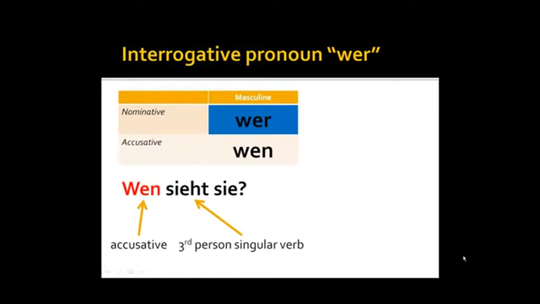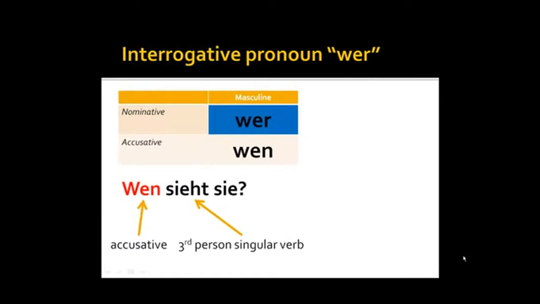Sie sieht. She sees. Now, something has to receive the action of being seen, and that's going to be the accusative interrogative pronoun wen, or as you would say in English, whom. So even though this interrogative pronoun in the accusative case comes at the beginning of the sentence, it has to do that because I'm asking a question.